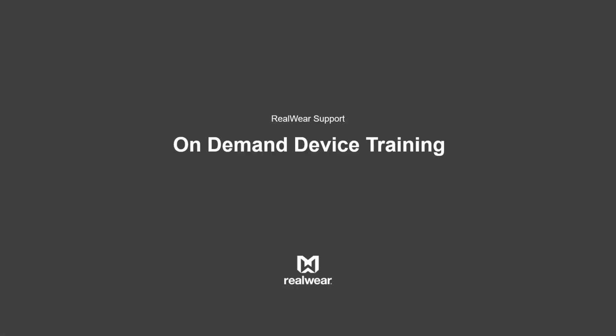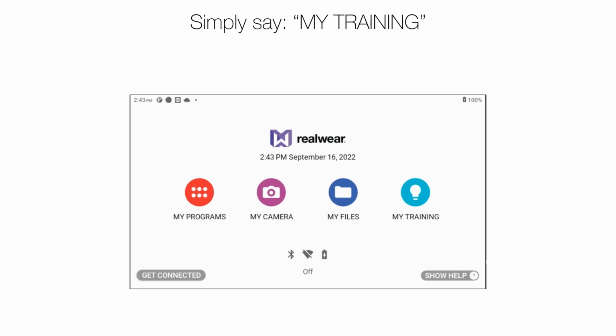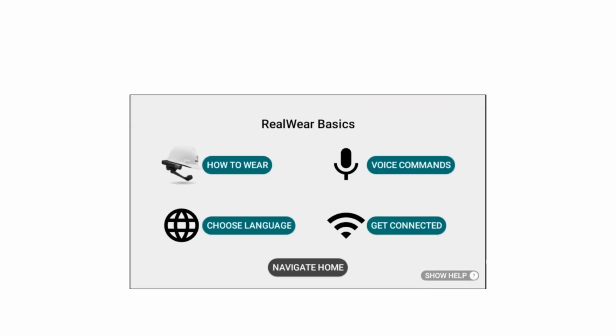On-demand device training. RealWear device users have access to 24/7 on-demand training directly from their RealWear device. Simply say My Training to access the training application.